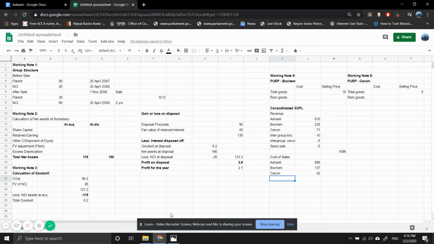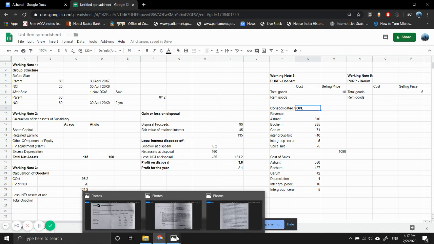So what we have is excess depreciation. So cost of sales will be depreciation as well, which is this figure. Remember, we had, how much was it? Excess was 10 divided by 5 into 2, right? 4 was that. And then after that, what else do we need to reduce? Intergroup transaction. Group, Bochum, Serum, right? So this is 10, this is 5, and then after that, what's the unrealized profit on this?